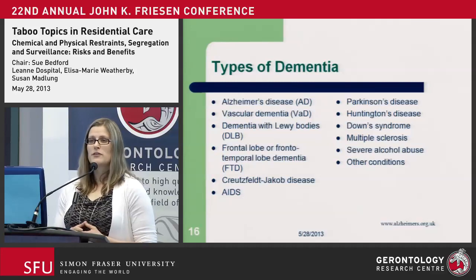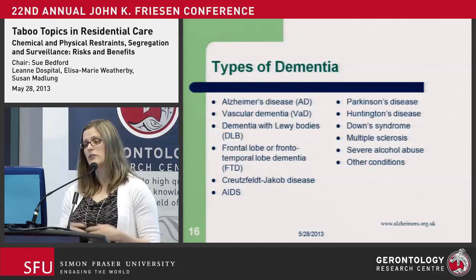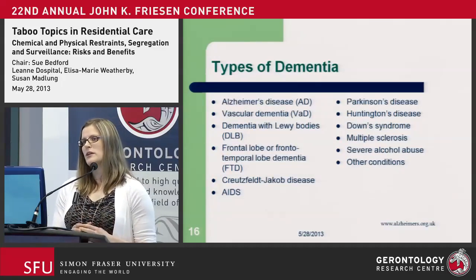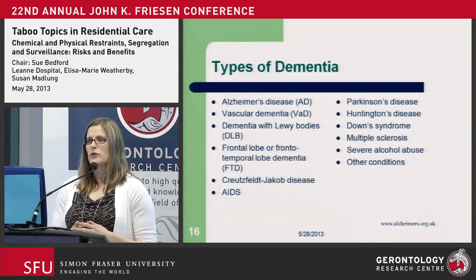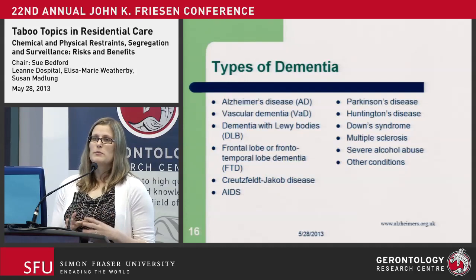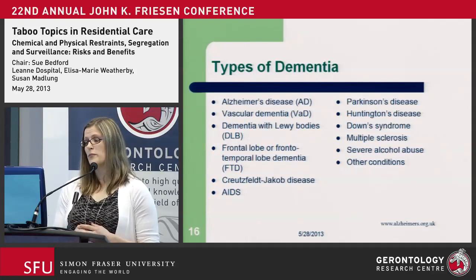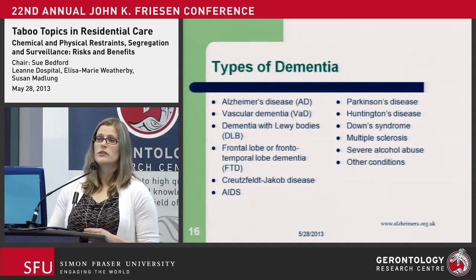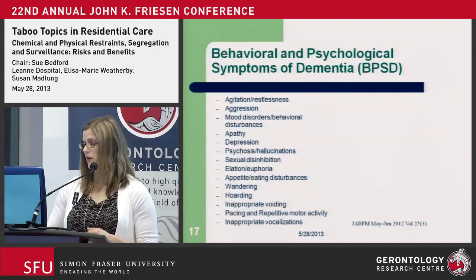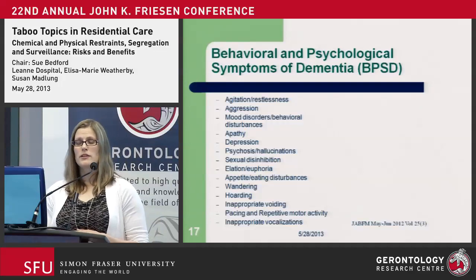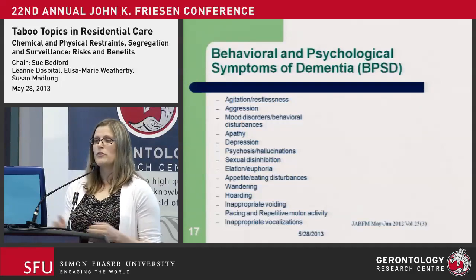So as we know, there's many different types of dementia, Alzheimer's, vascular, Lewy body. You also have to know, just like I said before, the diagnosis, because certain different types of dementia require different treatments. As a reminder, Lewy body dementia, those patients are very sensitive to antipsychotic medication, and we try to avoid it where possible at all costs. Okay? So you have to know what type of dementia you're dealing with as well, because treatments change depending on it. Here's a list of the behavioral and psychological symptoms of dementia, anywhere from agitation to inappropriate vocalizations.